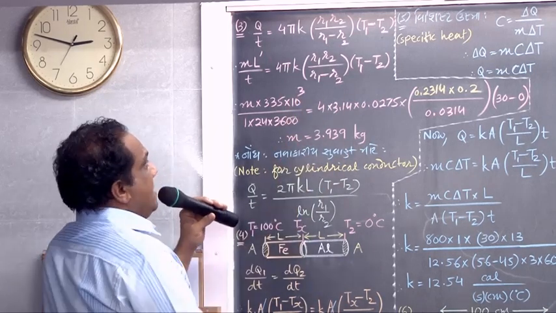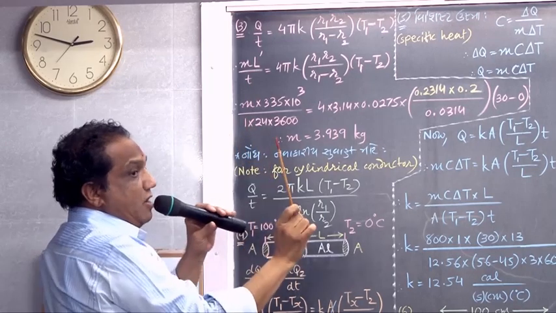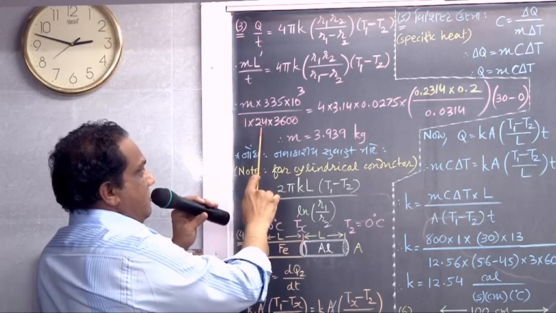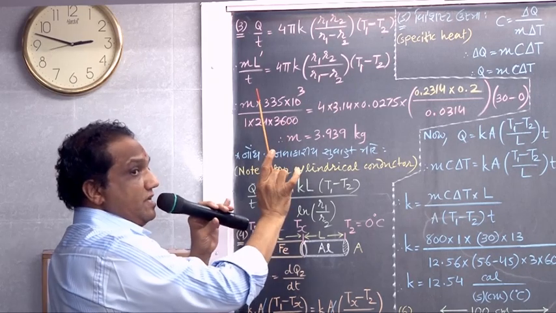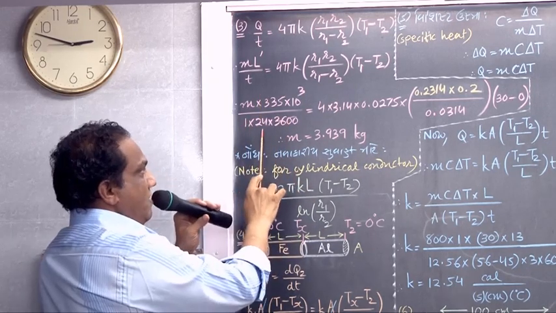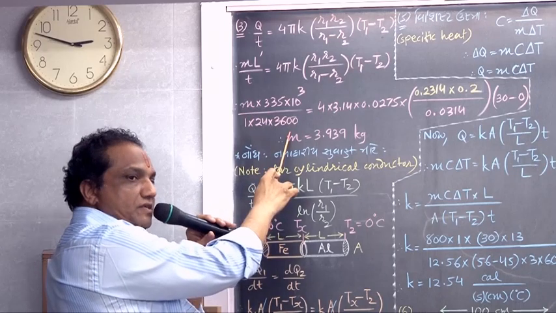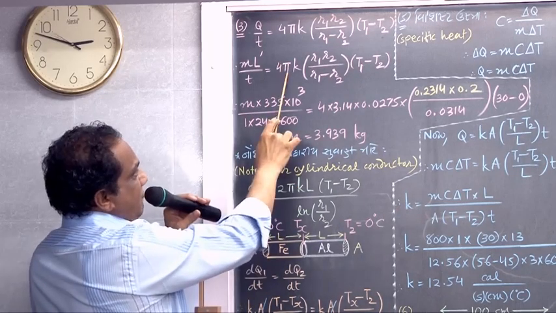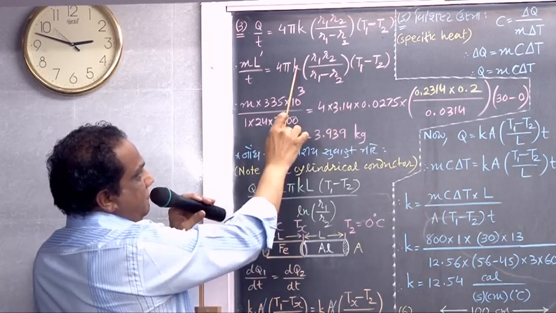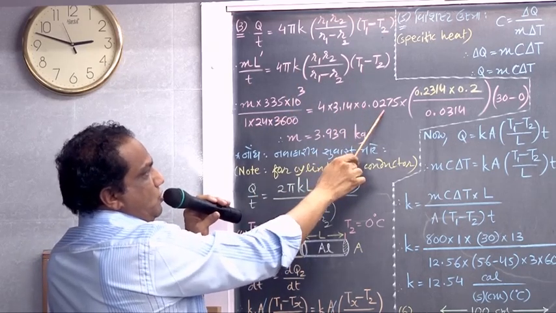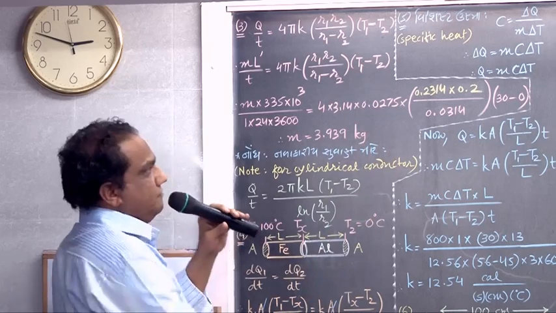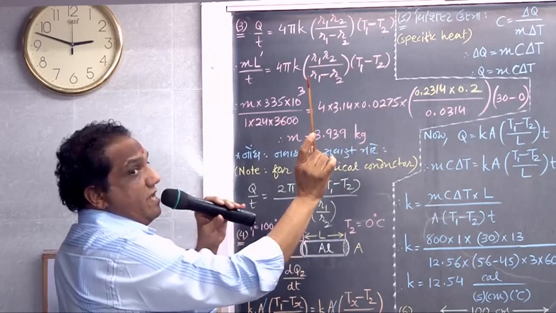Time. You are given 1 day. 1 day is how many hours? 1 hour is how many seconds? 3600. Day to hours, hours to seconds. Simple. 4 into pi, pi is 3.14. Small k, the thermal conductivity of the thermocol they have given, 0.0275. What is its SI unit?